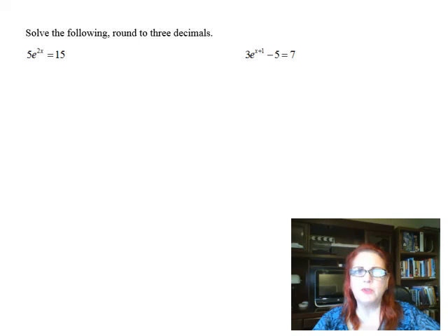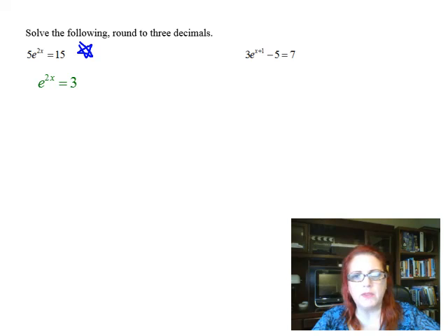Okay, these ones are going to be done very similarly. We're going to do this one first. So we have 5 times e raised to the 2x equals 15. But before we write it as a log equation, we're going to divide by 5 so that we have our exponential expression all by itself. So when I divide each side by 5, I get e raised to the 2x is equal to, and 15 divided by 5 is 3.